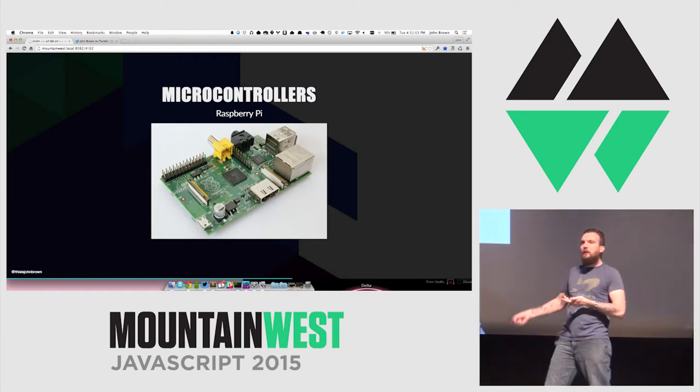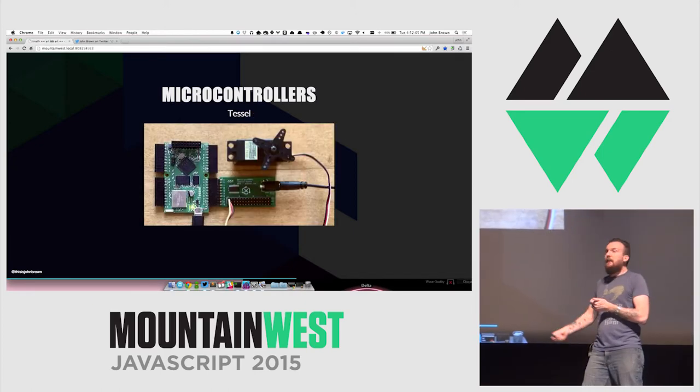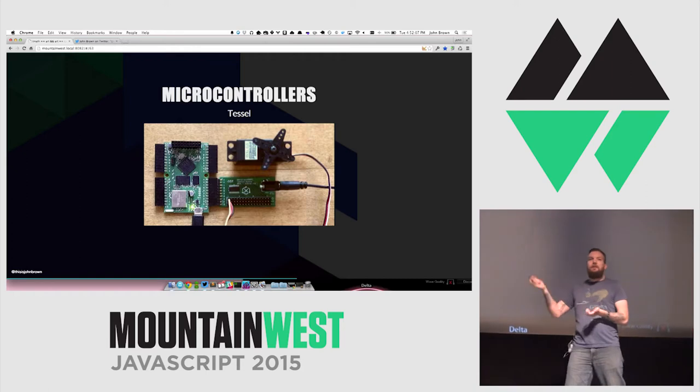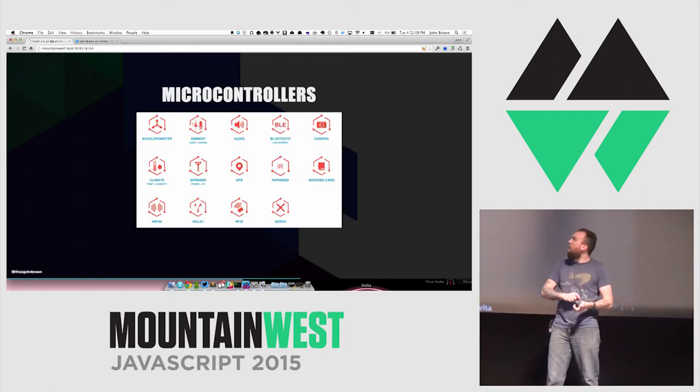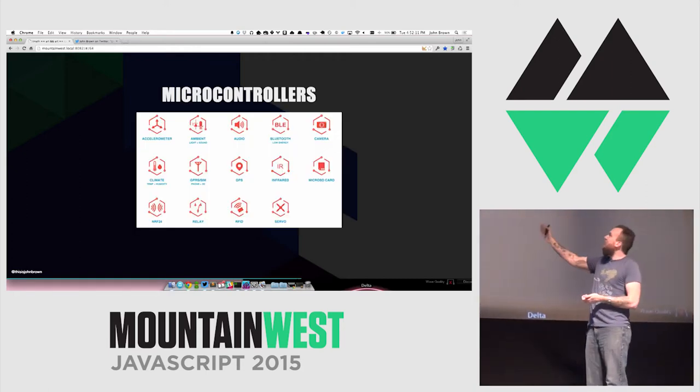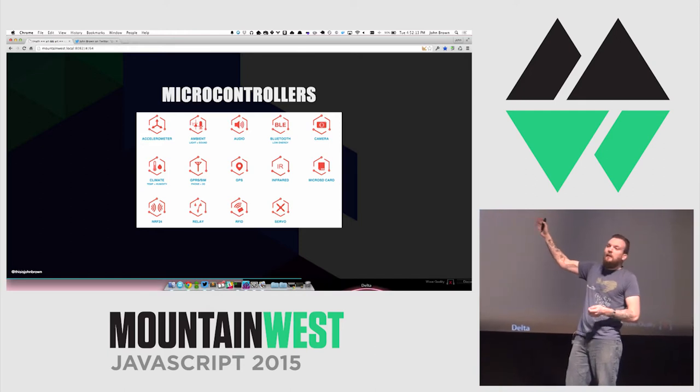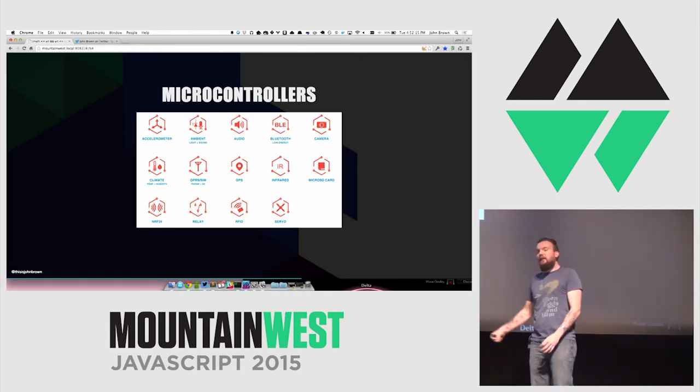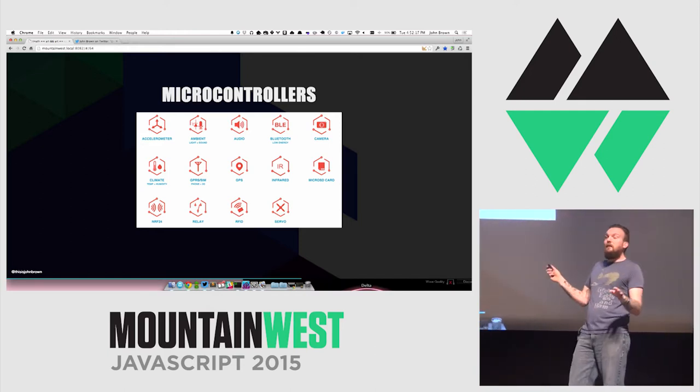Raspberry Pi can run Node. Tesla is built on JavaScript, and all the plug and play sensors that they have have NPM modules. You can plug it in, you can immediately be using any of these, pair them together, create something amazing.